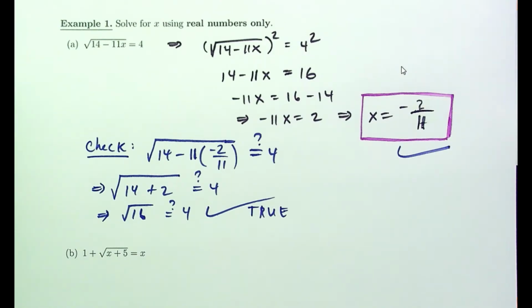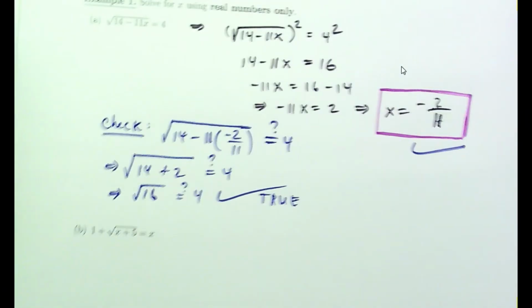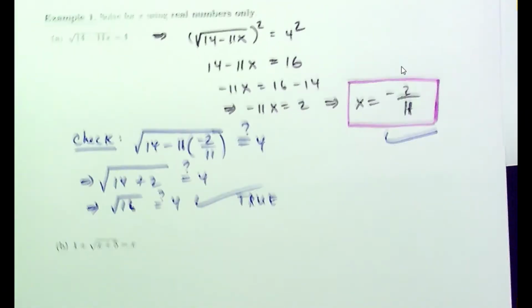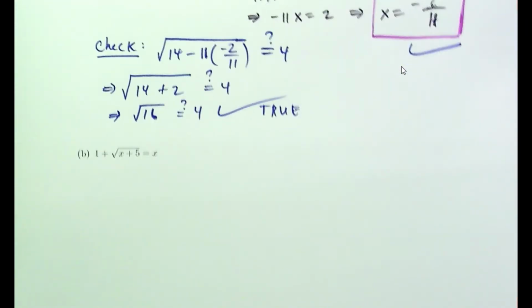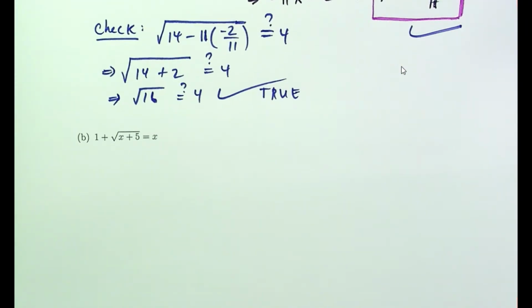All right, so that was the first example. Let's do another one. Let's solve this equation: 1 plus square root of x plus 5 equals x.